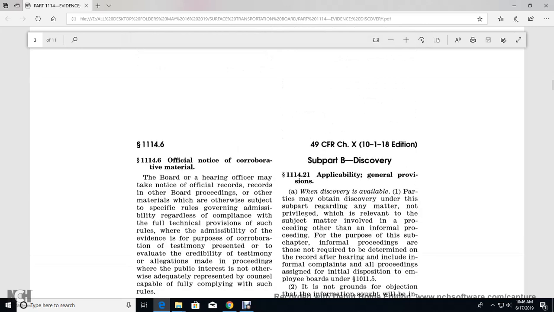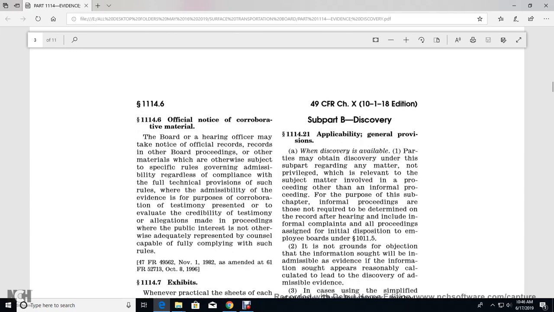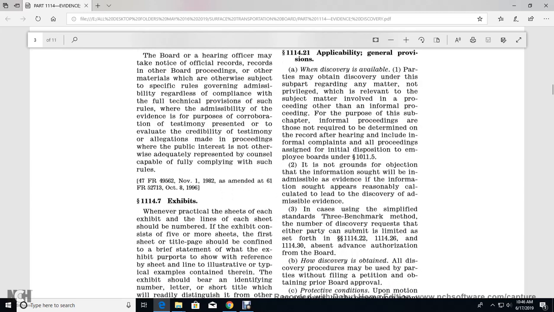1114.6 Official notice of corroborative material. The board or hearing officer may take official notice of the record of other board proceedings and other material otherwise subject to special rules governing admissibility, regardless of compliance with the full technical provisions of such rules, for the purpose of corroborating testimony presented and evaluating the credibility of the testimony, where the allegations made and the public interest involved are otherwise adequately represented by counsel capable of fully complying with such rules.